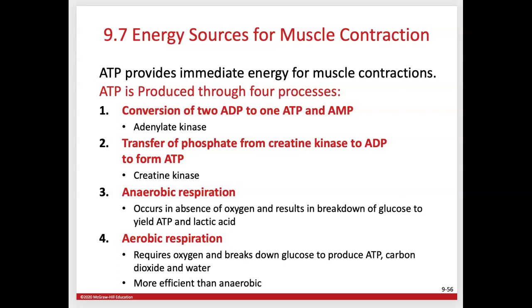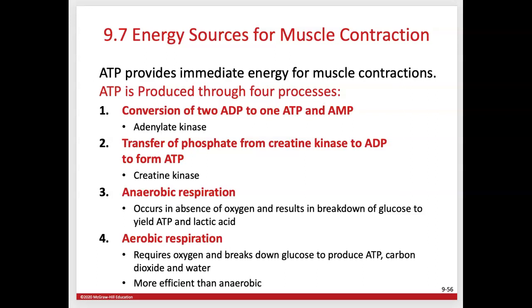Chapter 9, Part 10, Energy Sources for Muscle Contraction. So you've probably figured out, based on what you've learned so far, that ATP is an important part of muscle contractions. ATP provides the immediate energy for muscle contractions, and it is produced in 4 processes that we'll mention here.